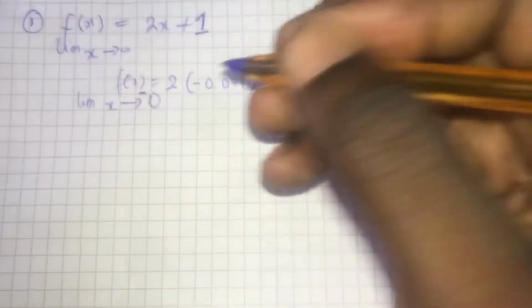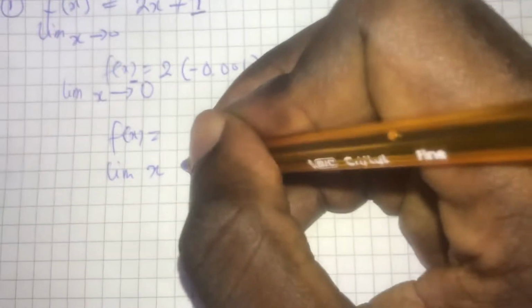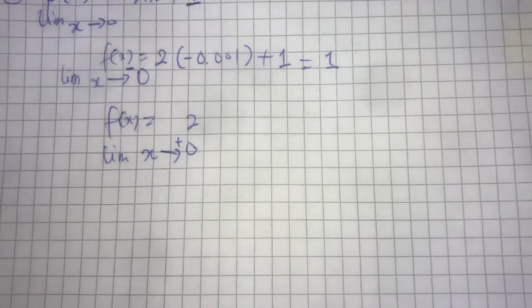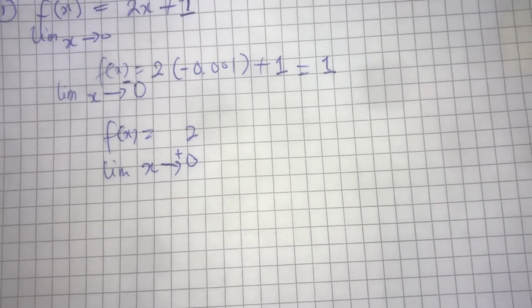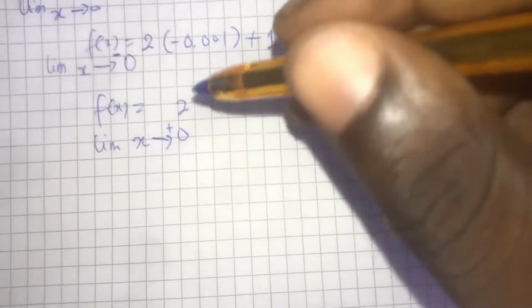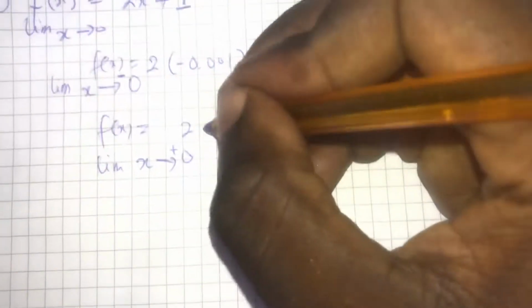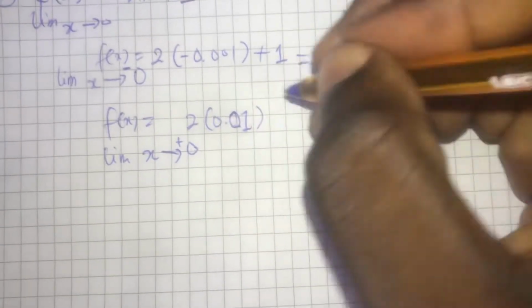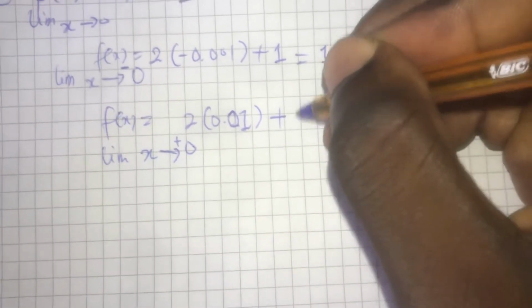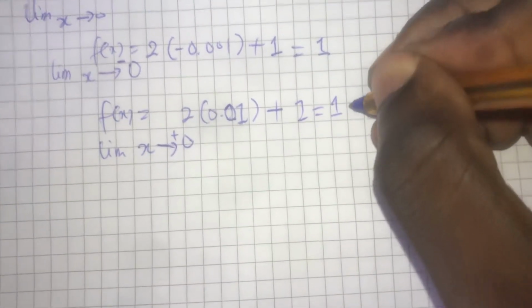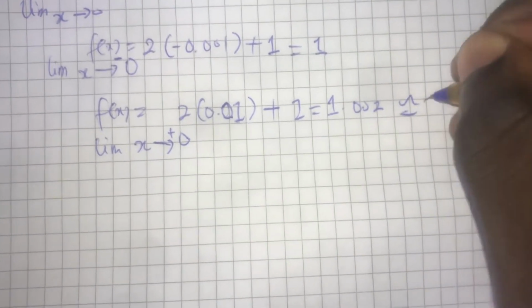Now let's look for the right hand limit. So we have limit as x approaches 0 from the right hand side. So when you're approaching 0 from the right hand side, you meet values like 0.1, 0.001. So you can use any of these values to put into the function. So I'll go for 0.1, or let's say 0.01. When I put it into the function, I have 2 times 0.01 plus 1. With this, I have 1.002, which is approximately 1.